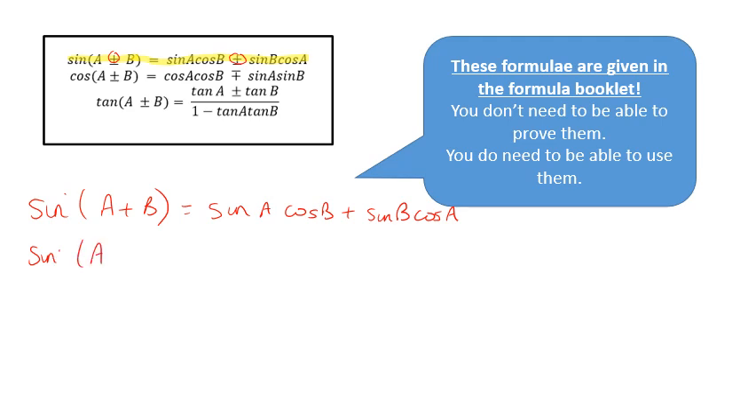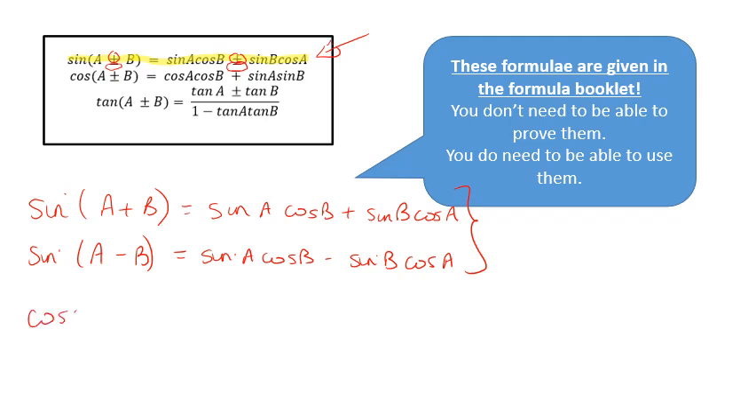But if your question had sine of something take away something, so A minus B, this time we're using the bottom symbol on the left, so we'd have to use the bottom symbol in the expansion. So it would be sine of A cos of B minus sine B cos of A. So those two formulas are both contained within that one yellow highlighted formula at the top. The same thing happens for cos and tan.